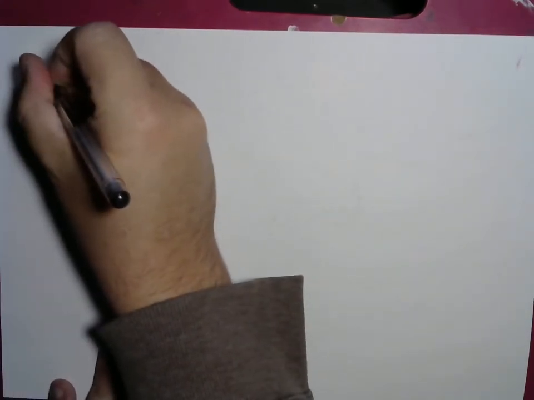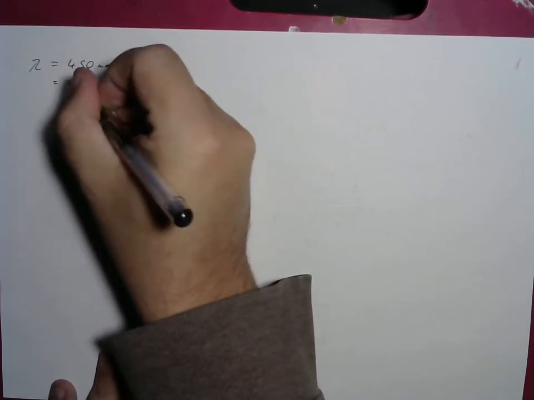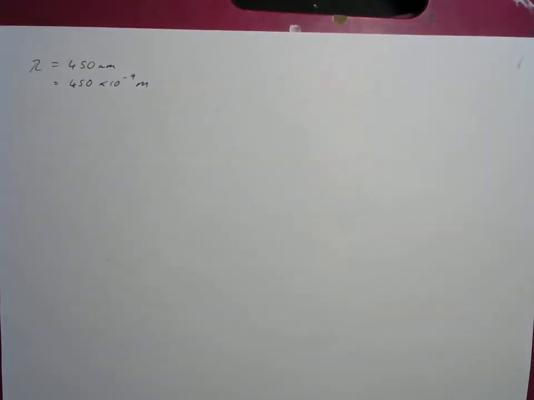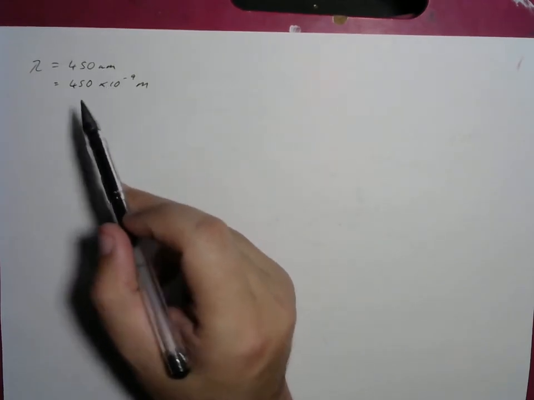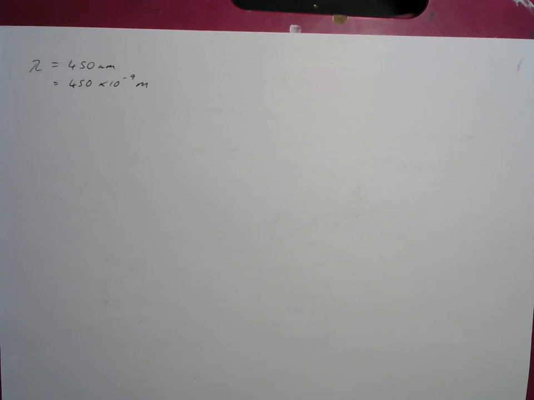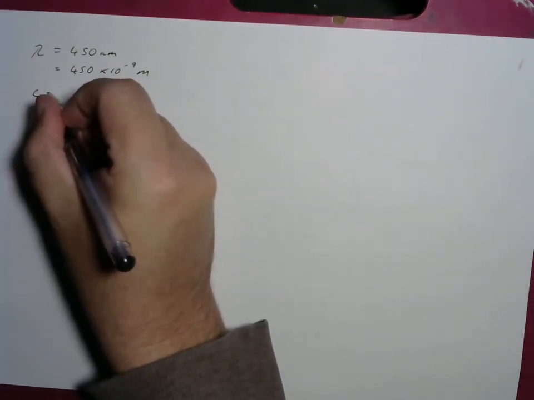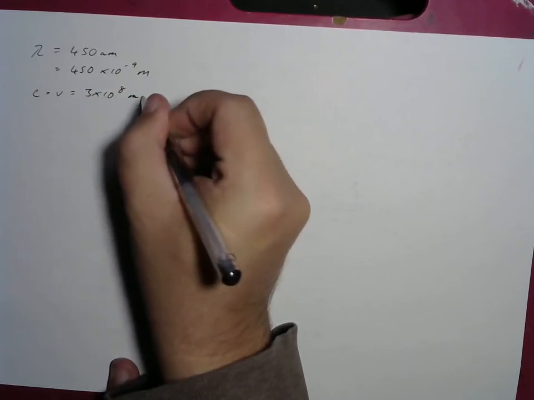Alright, so we are dealing with violet light, and we're told that the wavelength is 450 nanometers. Remember, we need to convert that: 450 times 10 to the negative 9 meters. Just as a recall, all these metric prefixes are actually in your formula booklet as well, so don't forget that. And we're dealing with light, so c, the velocity of light, is 3 times 10 to the 8 meters per second.